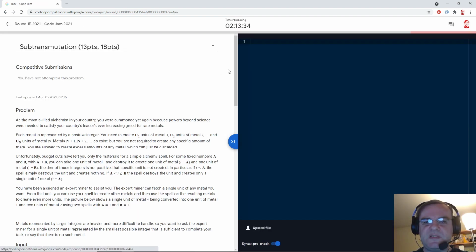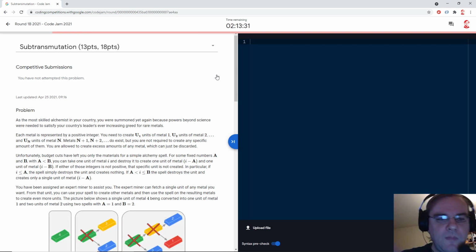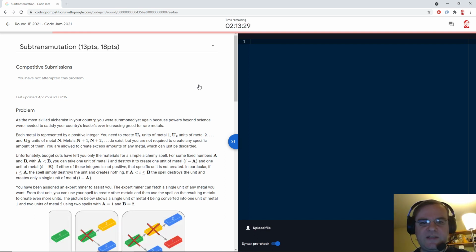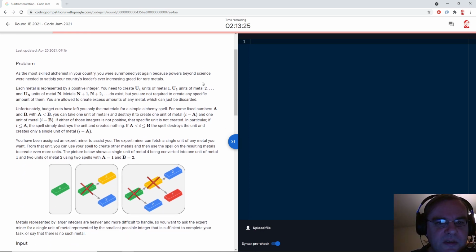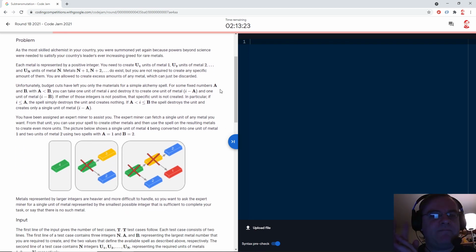Okay, subtransmutation. Ooh, alchemy. As the most skilled alchemist in your country, you need to make some rare metals.